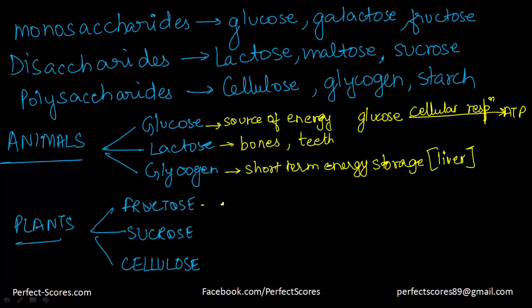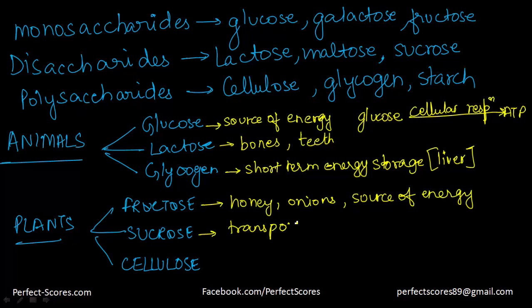Coming to plants, fructose, it's found in honey and in onions. It is very sweet and it's a very good source of energy. The second one is sucrose. It is used primarily as a transportable energy form because it does not get metabolized when it is being transported. So it's a very good way of transporting food in plants. And two examples would be sugar beet and sugar cane.